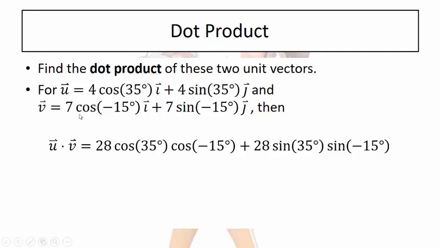So to find the dot product, you just take the product of the horizontal components, so 28 cosine times cosine, and you'll add that to the product of the vertical components, so 28 sine times sine. You'll notice again I could factor out a 28, and again I have cosine of 35 minus negative 15 from the difference formula. And so the dot product would simply be 28 cosine of 50 degrees.